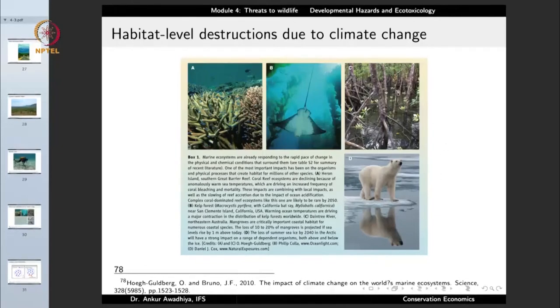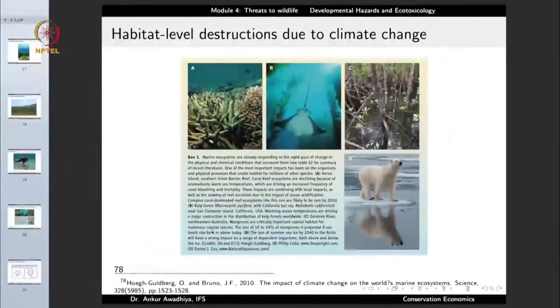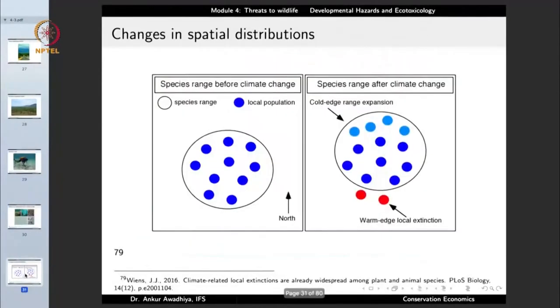Climate change is impacting the mangrove forest. Climate change is impacting the kelp forest in our oceans. So we are seeing a large amount of habitat level destructions because of climate change. And what is causing this climate change? The economic growth, the unsustainable economic growth. So this is also another hazard that we are observing.